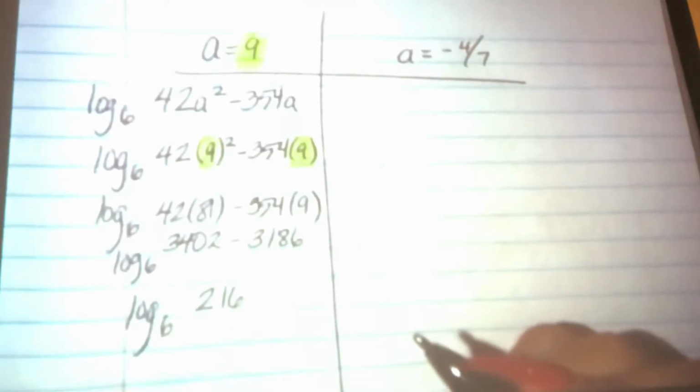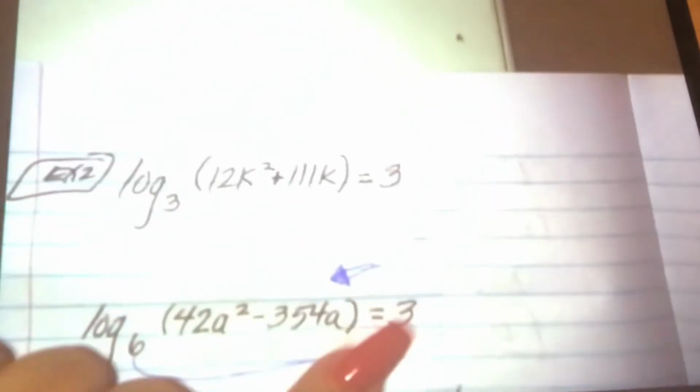Again, what do you want your answer to be? 3. So how do you check this? Log of what over what? Log of 6. And what do you get when you put that in the calculator? 3, which is what you want.